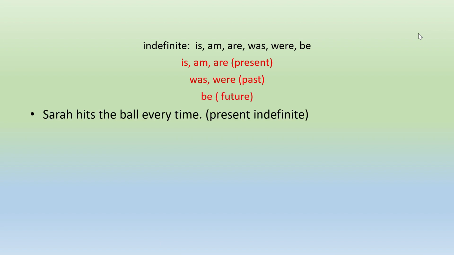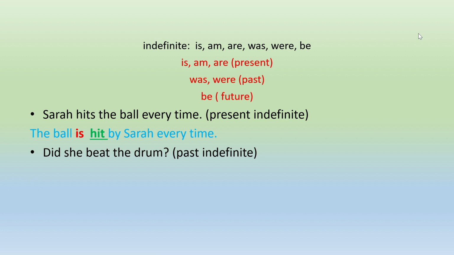First sentence is Sarah hits the ball every time. This sentence is in present indefinite tense, so the helping verb which we will add here is either is, am, or are. So it will be the ball is hit by Sarah every time. Is is the helping verb and hit is third form or past participle form of the verb. So we are following both those tips. The helping verb is added and the third form of the verb is added.